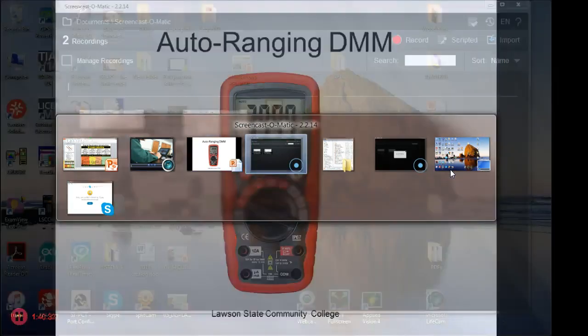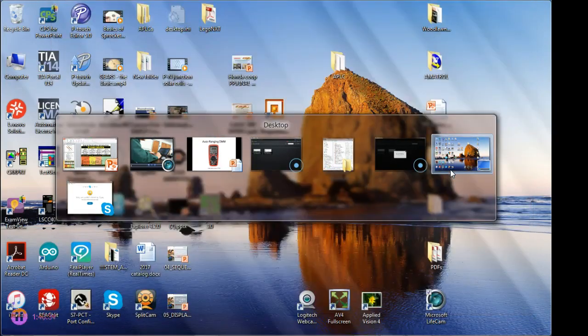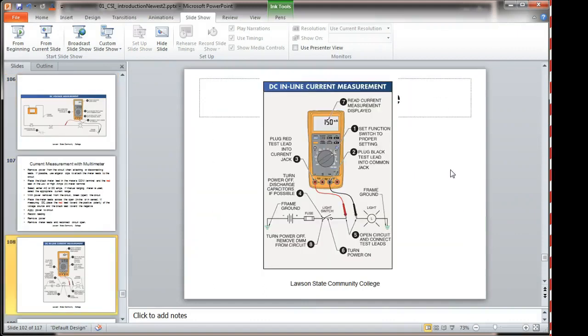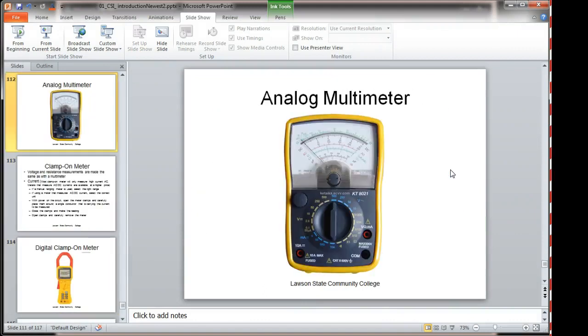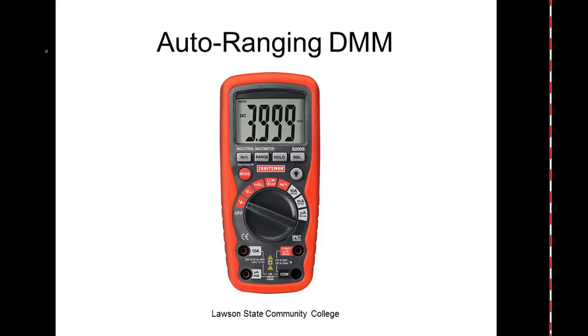Where's the one I got open at? This is an auto ranging meter. This is the Craftsman.